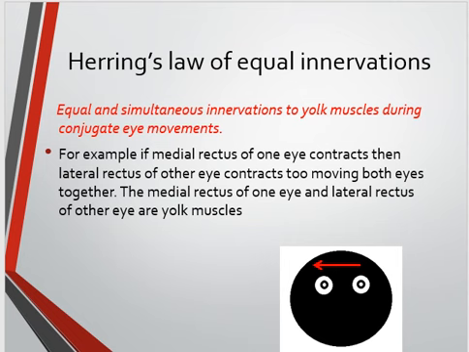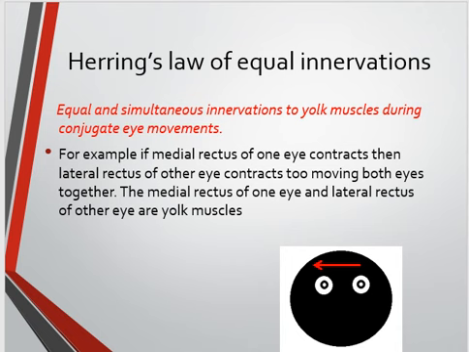Two important laws which govern the ocular movements are Hering's law of equal innervation and Sherrington's law of reciprocal innervation. They are very easy and simple to understand. Hering's law of equal innervation says that equal and simultaneous innervation to the yoke muscles takes place during conjugate eye movements.